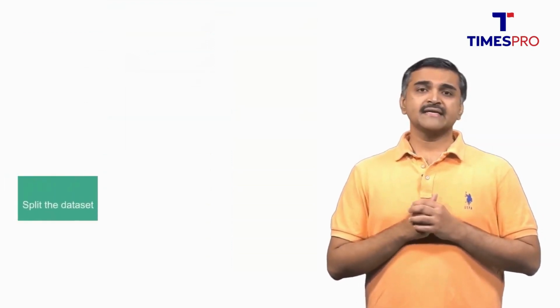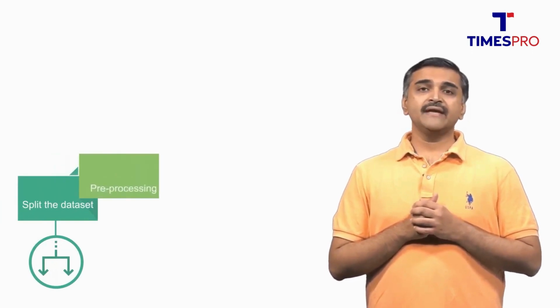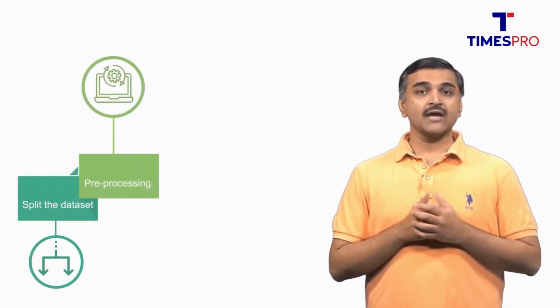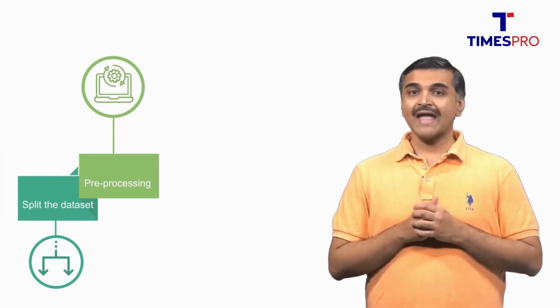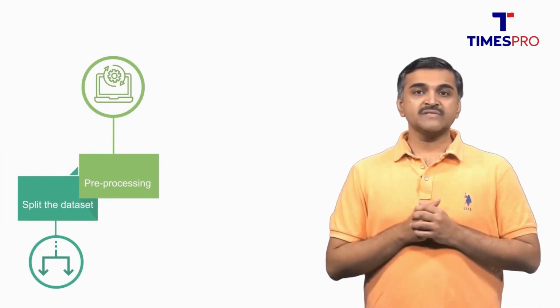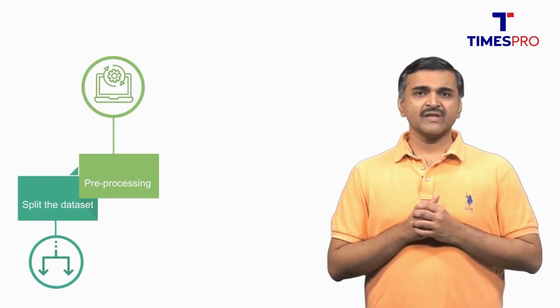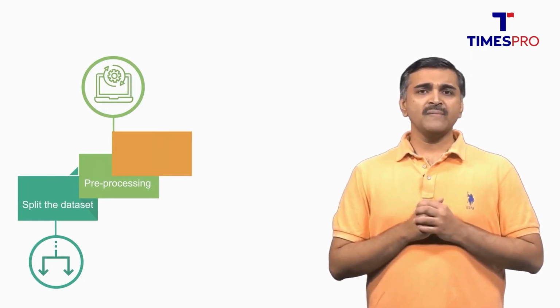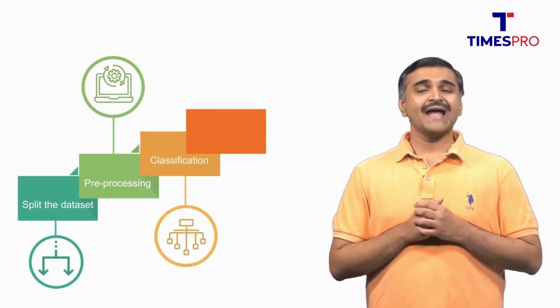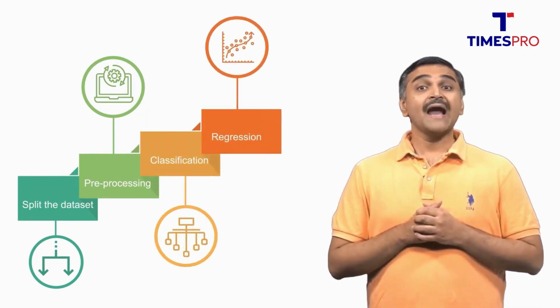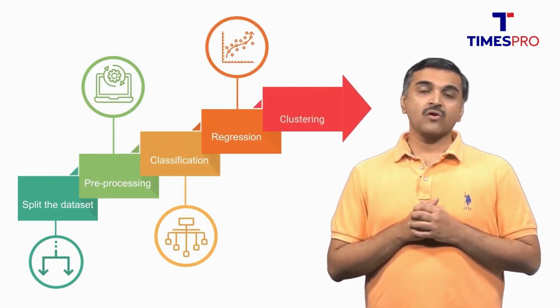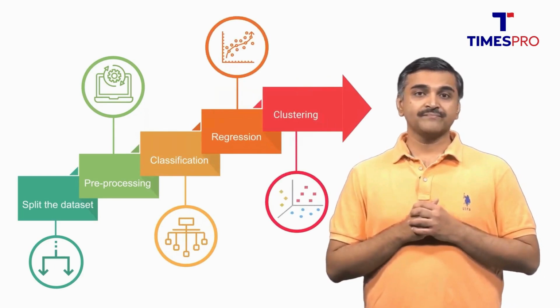Now, let's take a look at the different functionalities in Scikit-Learn. Scikit-Learn is used to split the dataset into training and test sets, perform some data preprocessing like standardizing or normalizing features, encoding categorical columns, and extracting features. It's used for model building for classification and regression algorithms, and it can as well be used for clustering algorithms.